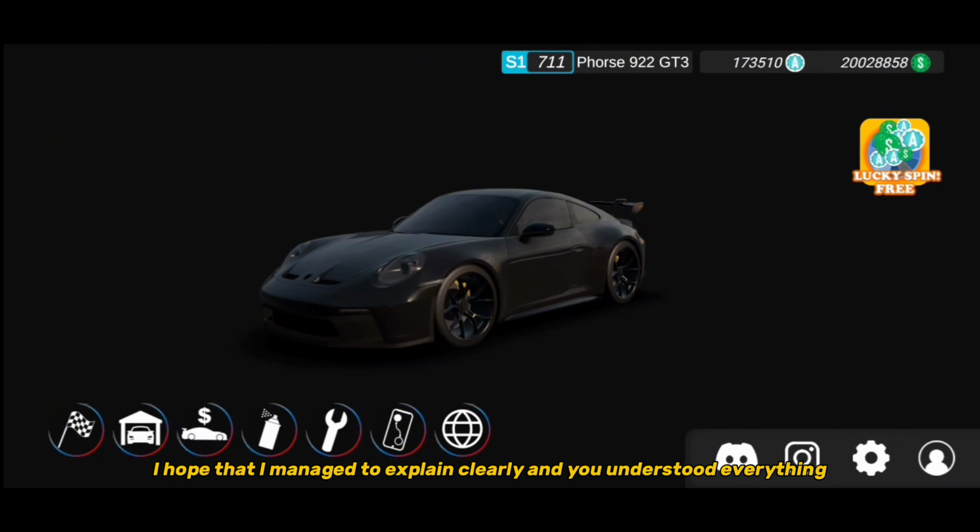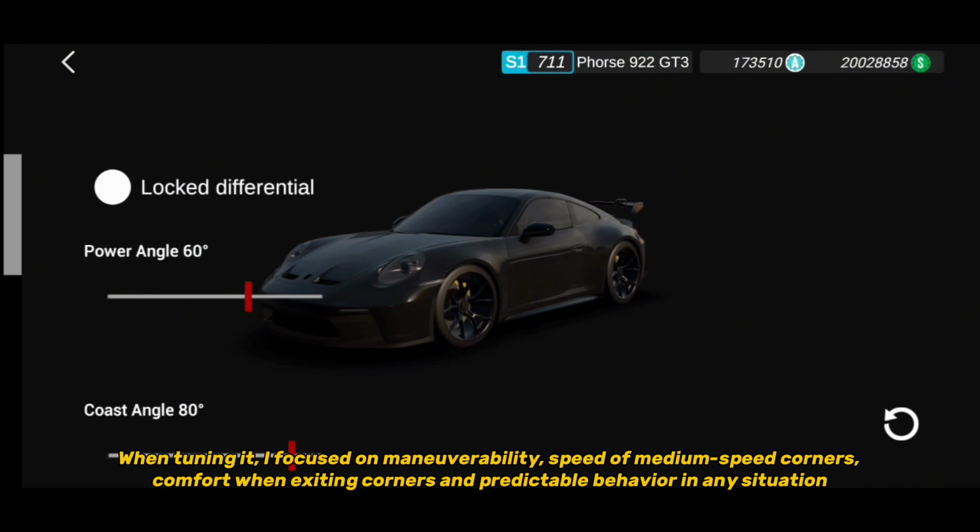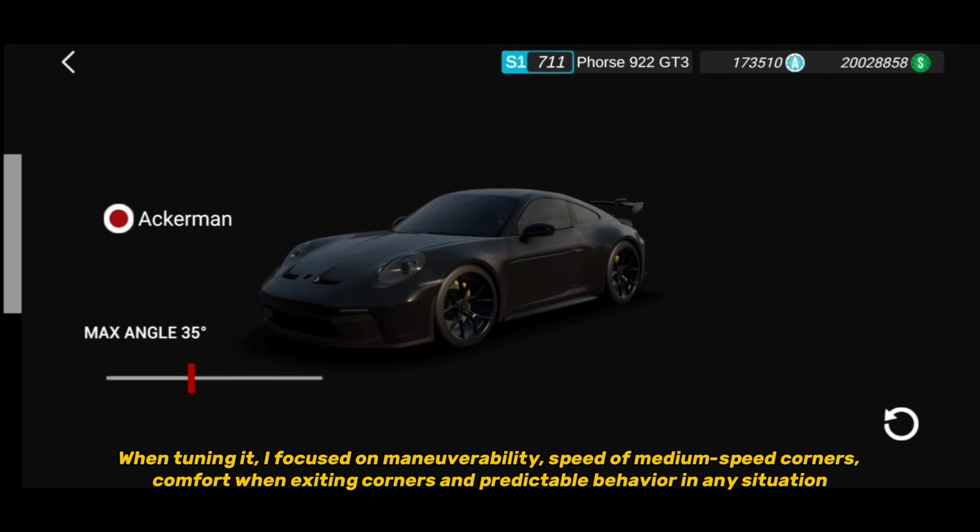I hope that I managed to explain clearly and you understood everything, because I have prepared two setups for you. The first for GT3 exclusively for the Nürburgring. When tuning it, I focused on maneuverability, speed of medium-speed corners, comfort when exiting corners, and predictable behavior in any situation.